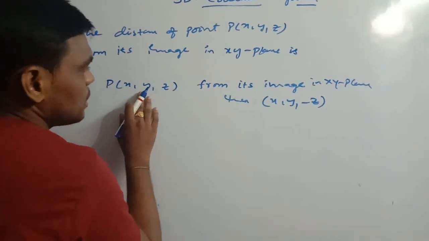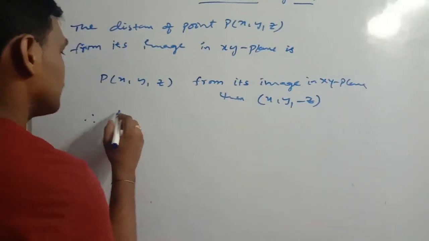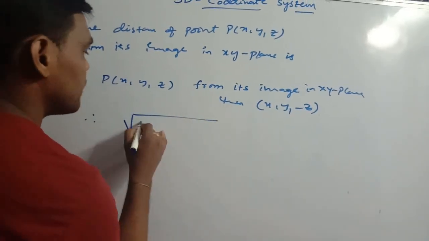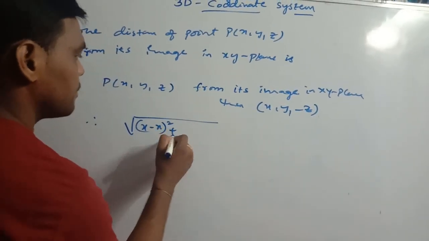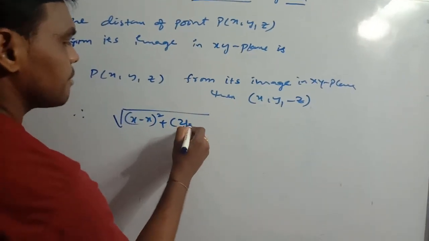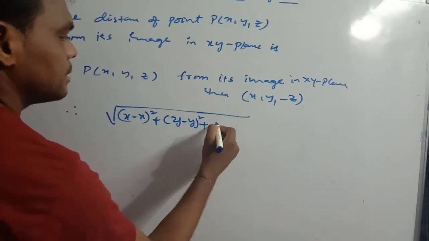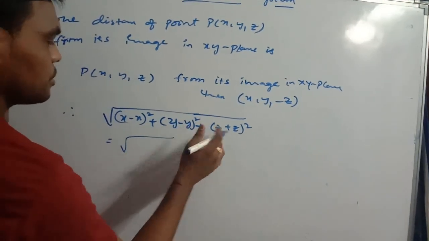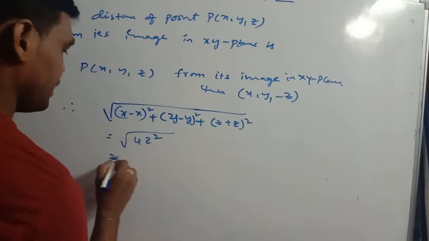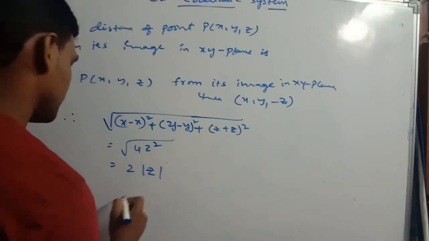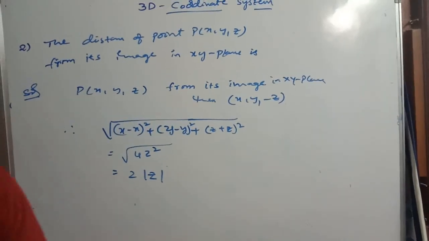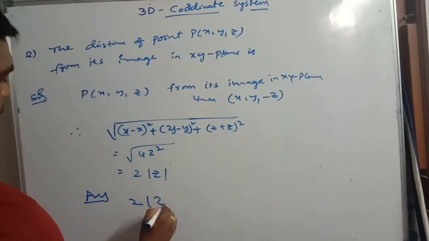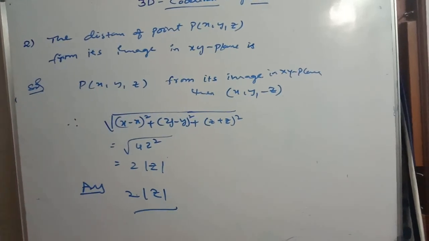Now this is the distance between two points. Root of (x minus x) whole square plus (y minus y) whole square plus (z minus of minus z) whole square, and this is 0, this is 0, this is 4z square. Now here 2 into modulus of z. Now see the options in our material. This is the second option. Okay, now the answer is 2 into modulus of z. Okay, write down.